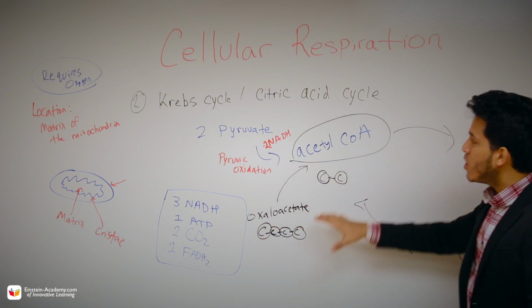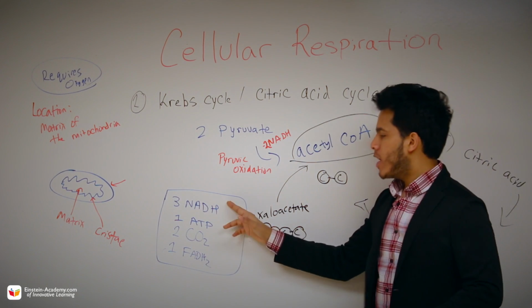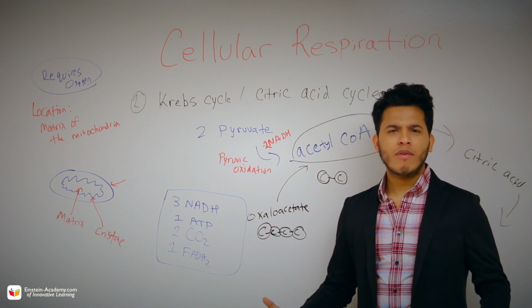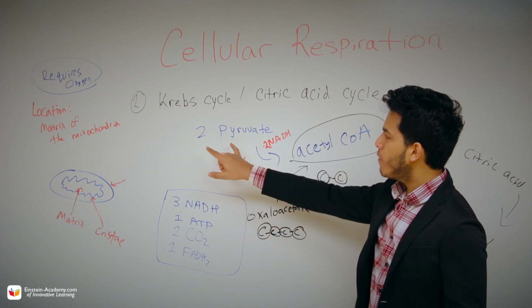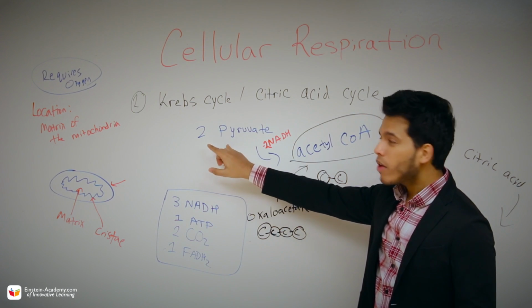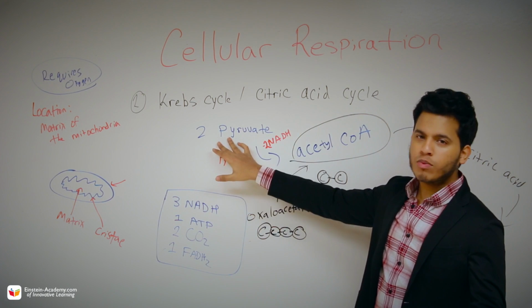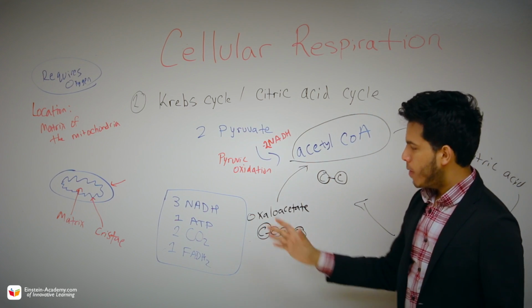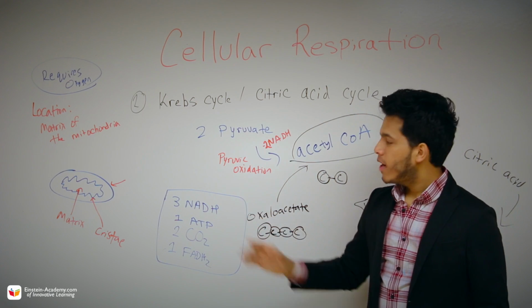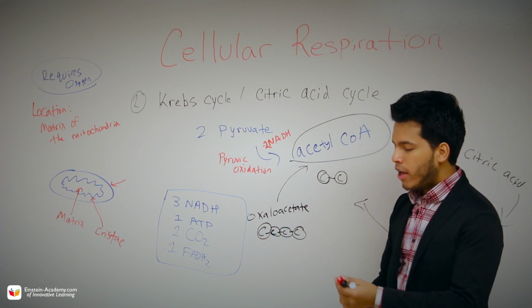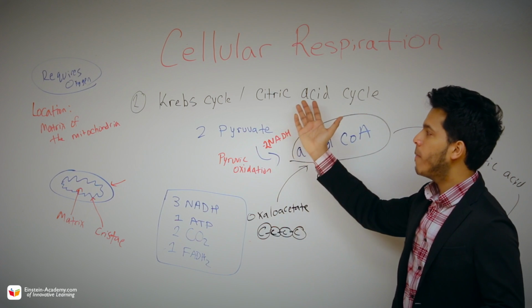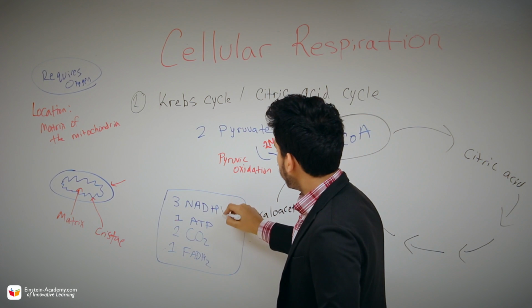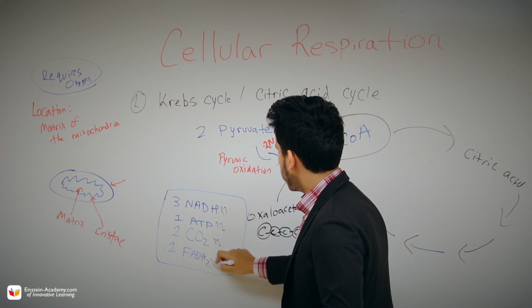So for each turn of the Krebs cycle, we're getting 3 NADH, 1 ATP, 2 CO2, and 1 FADH2. However, do we just have 1 pyruvate? No, we have 2 pyruvates. 1 glucose molecule gave us 2 pyruvates, so guess what? We're going to actually do the citric acid cycle, or the Krebs cycle, twice. So is the AP Bio test going to test you on this? No. It wants double these numbers. It's going to ask what are the products of the Krebs cycle resulting from 1 glucose molecule. And so I'm going to multiply everything by 2.